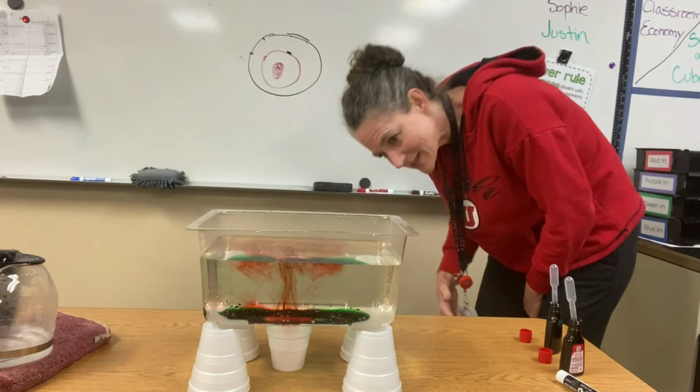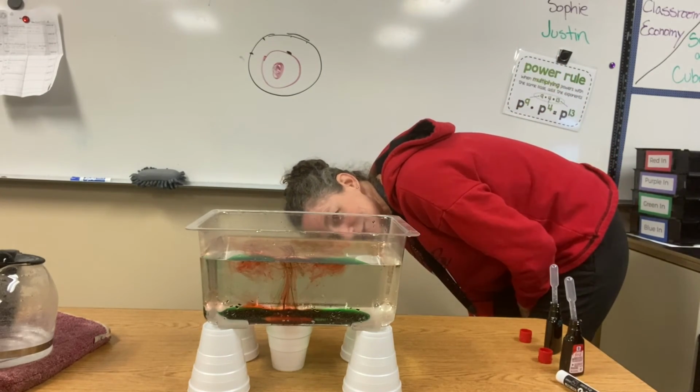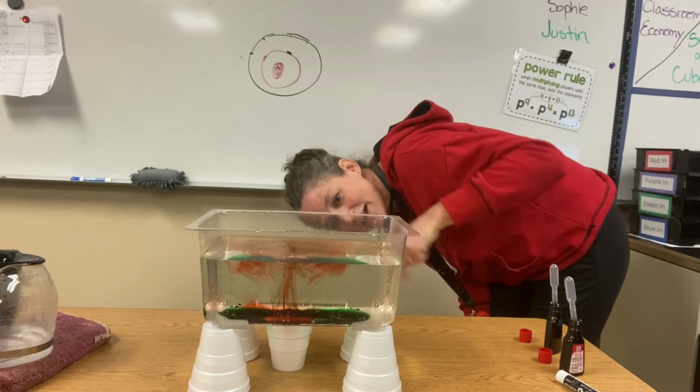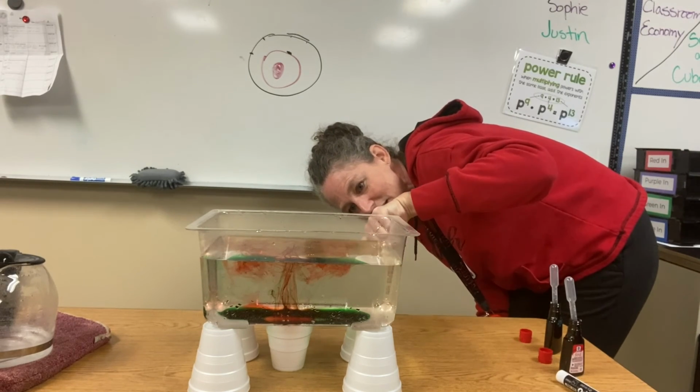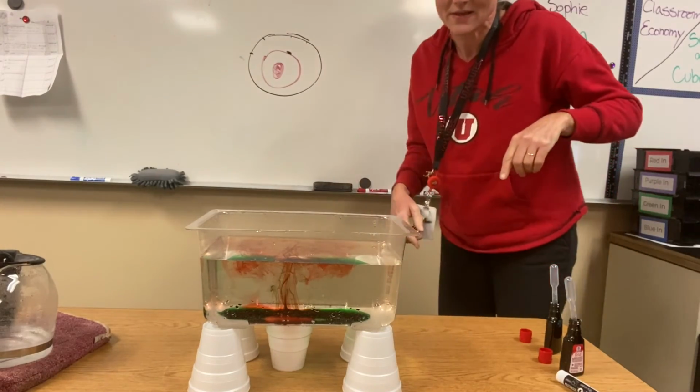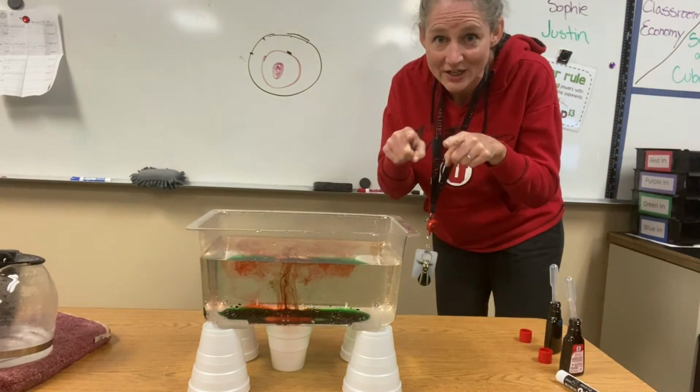Is it starting to go back down yet? It's like a mushroom cloud. It's so cool. And if you look over here, it's starting to come down a little bit. It's going to go down and get heated back up again. That's what we call a convection current because it goes in circles.